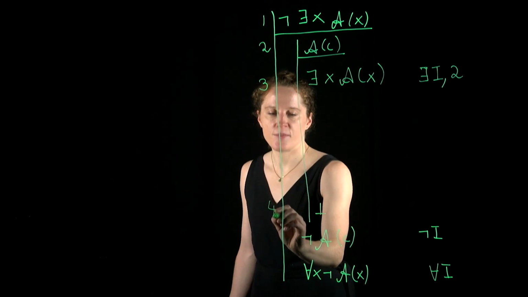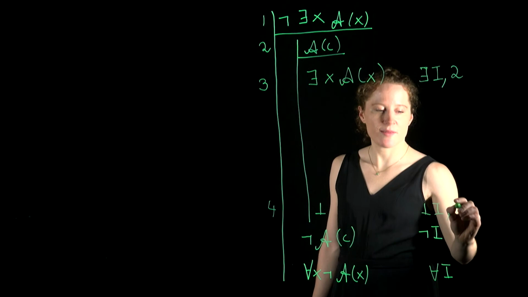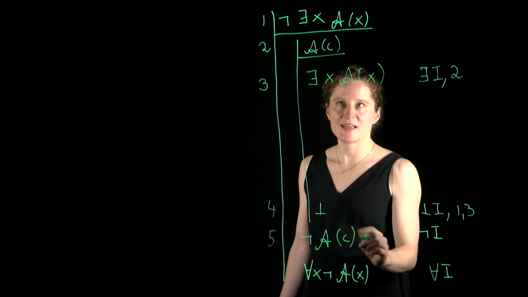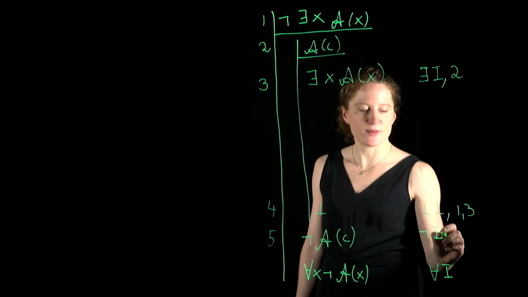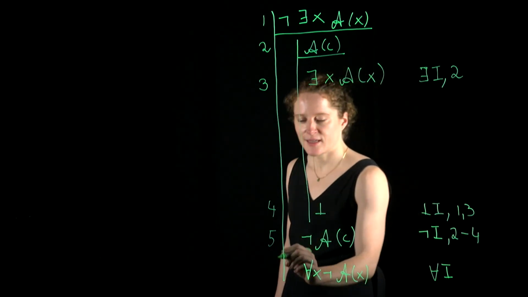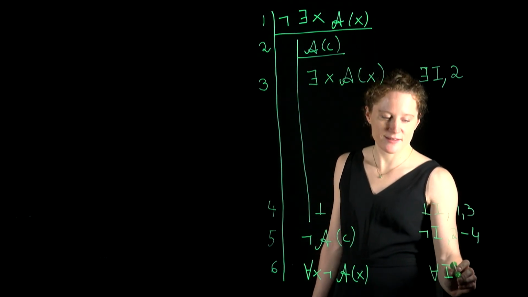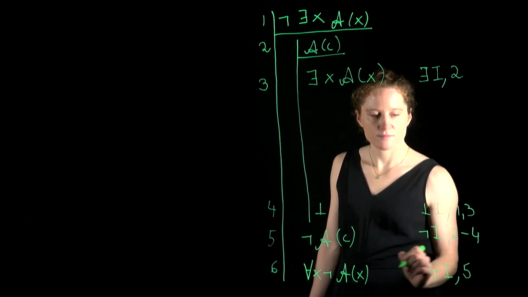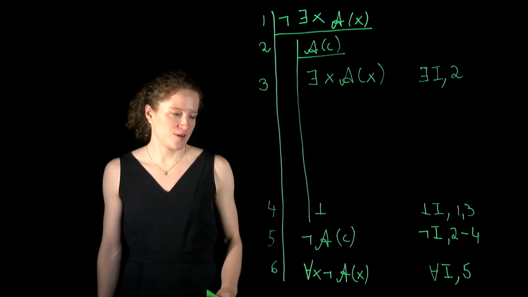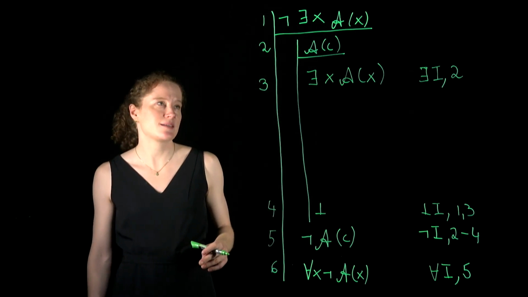And now I can infer bottom, citing bottom introduction applied to lines 1 and 3. And then I can infer not AC using negation introduction applied to the subproof from 2 to 4. And then I can infer my overall conclusion using universal introduction applied to line 5. Okay, so here we have shown the general validity of inferring that all x not Ax from the premise that there is no x such that Ax.